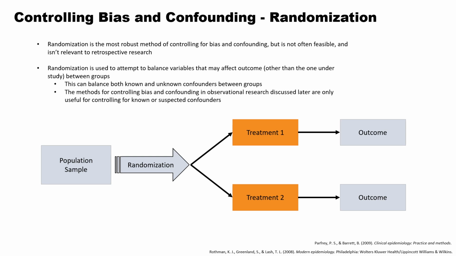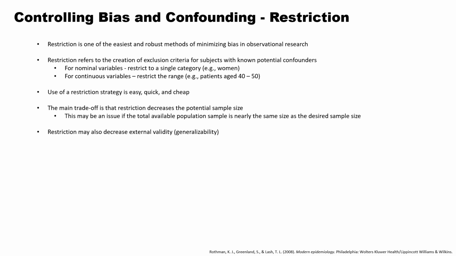So in a population sample, you would prefer to randomize patients to treatment such that you balance both known and unknown confounders between groups. But this isn't possible in retrospective research, so we have to turn to some other methods. First of these is restriction. So restriction is one of the easiest and most robust methods of minimizing bias in observational research. It refers to the creation of exclusion criteria for subjects with known potential confounders.